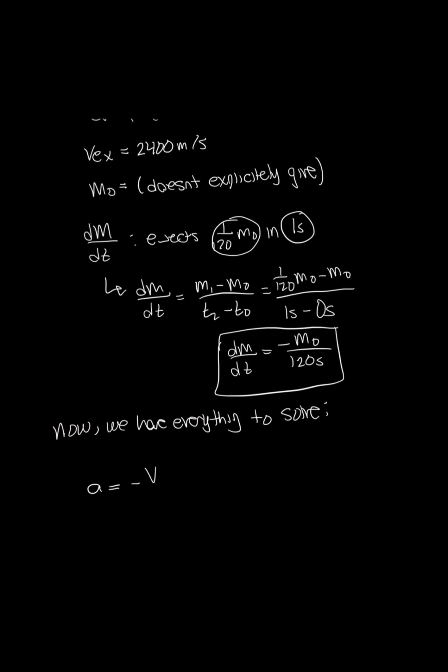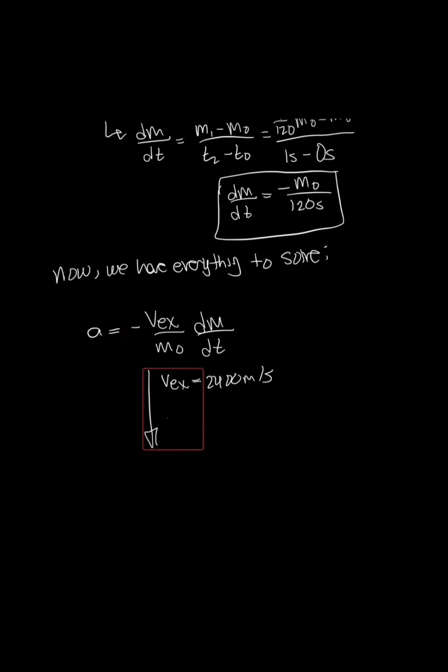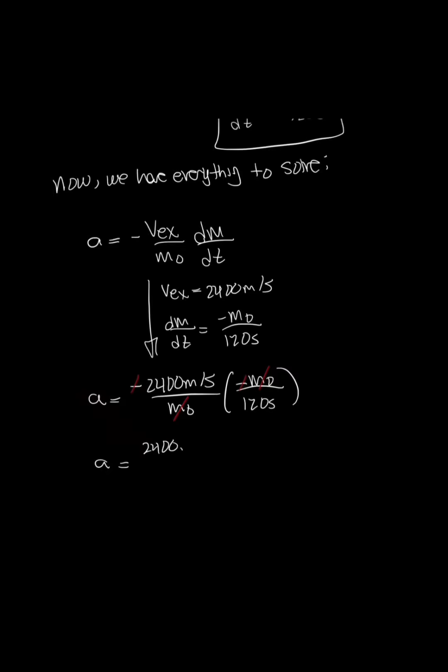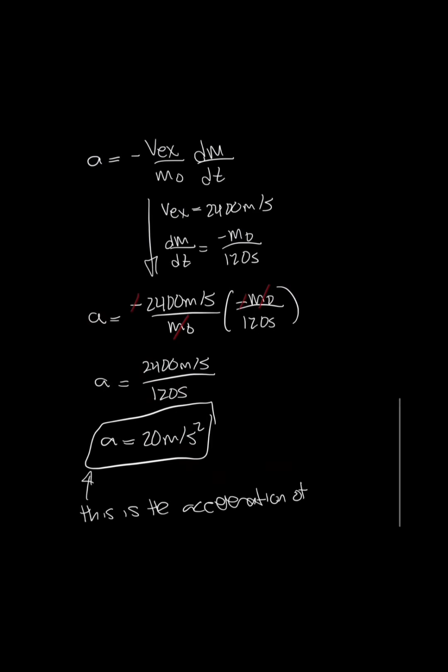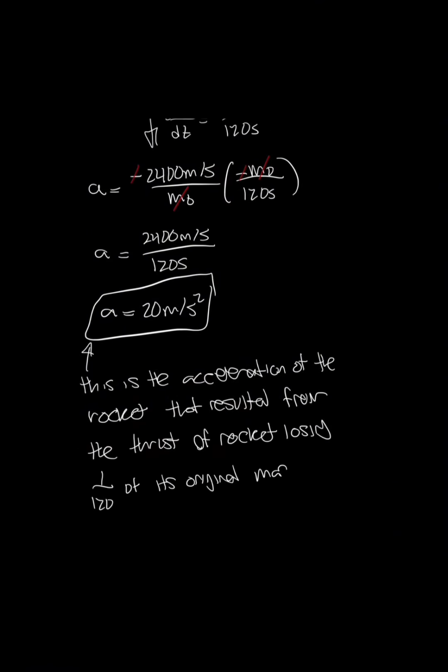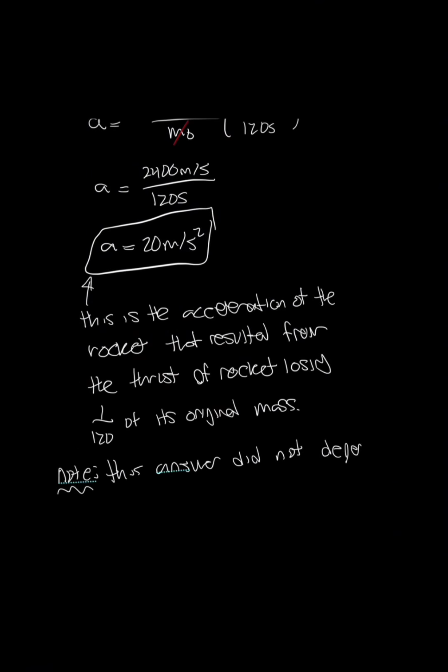We can just simply plug it in. So this is our equation here, and we can plug in the values we just found for the velocity of the expelled gas and the change in mass over change in time. And we can notice that the initial mass cancels. That's why it wasn't explicitly given in the question. And then also the negatives cancel. And so we get this expression here, and then we can do simple division and get this for the final answer. And so this is the acceleration of the rocket that resulted from the thrust of the rocket losing 1/120th of its original mass. And note, this answer did not depend on the initial mass.